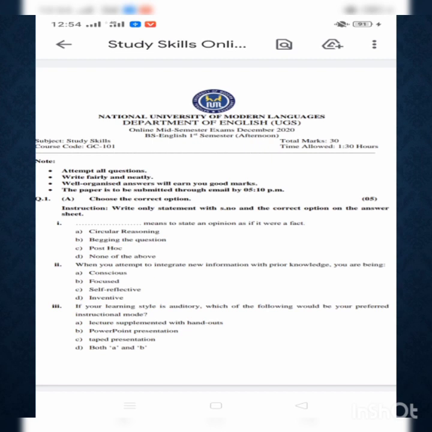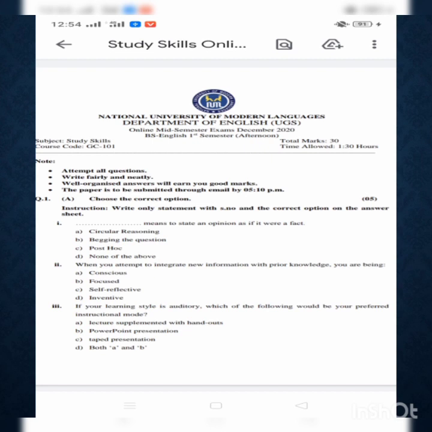Question one is MCQ type questions. There are some MCQs given. So the first MCQ is dash means to state an opinion as if it were a fact. So four choices are given. You have to choose one of the following options.